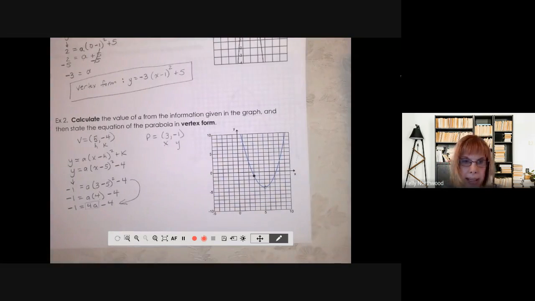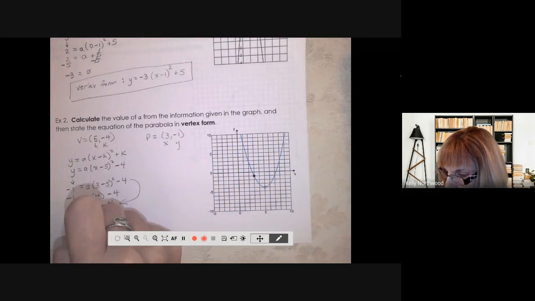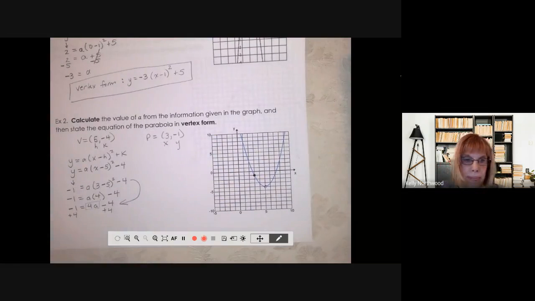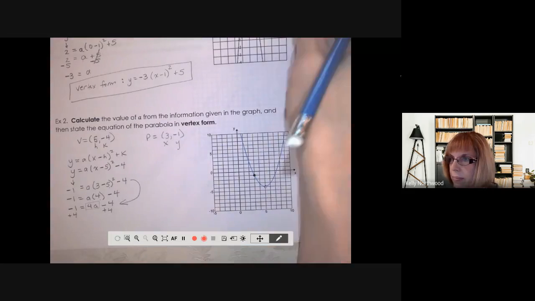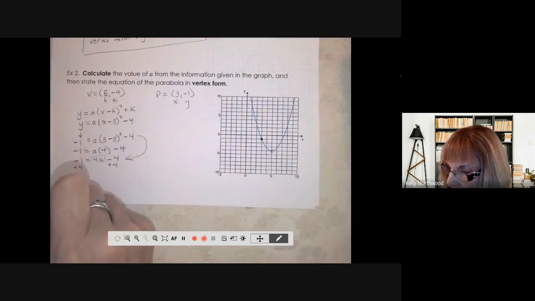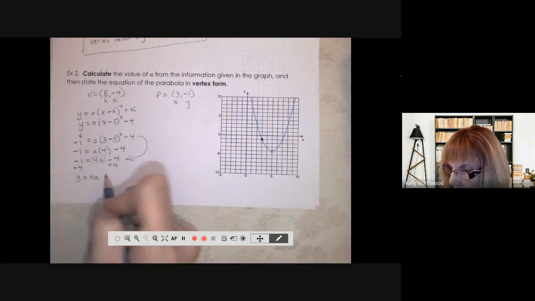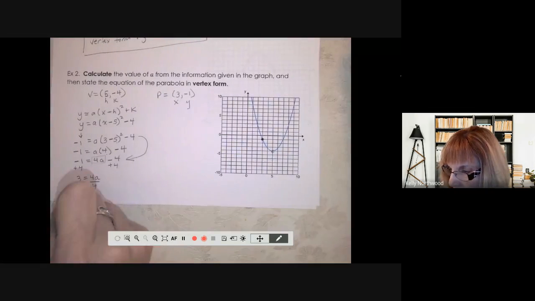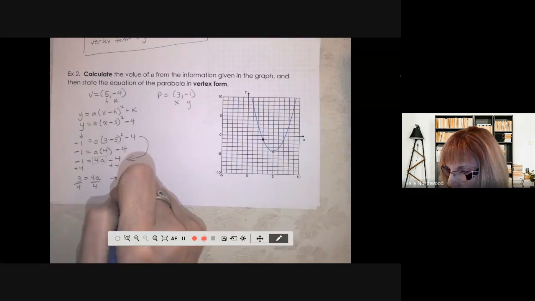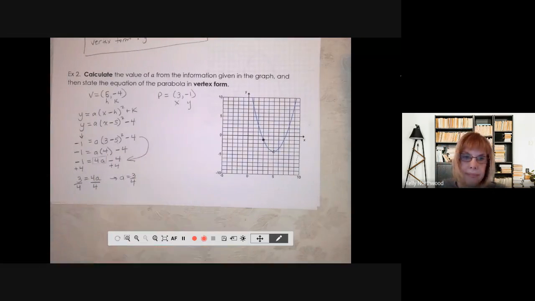We want to get A by itself. So we're going to undo the subtract first by adding 4 to both sides. -1 plus 4 is 3. Divide both sides by 4. And you get A is 3/4.